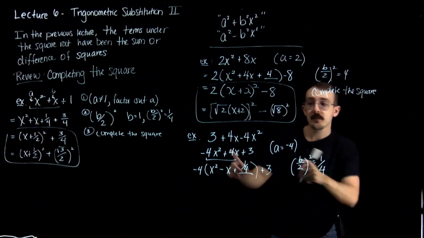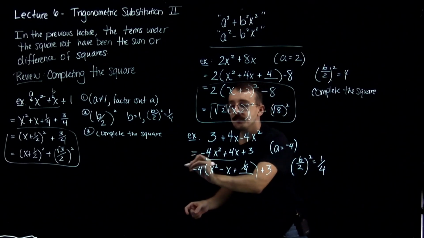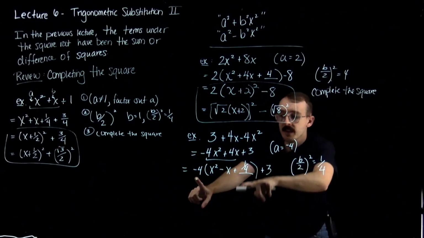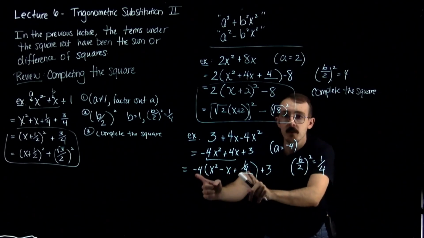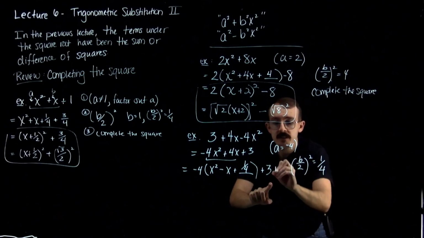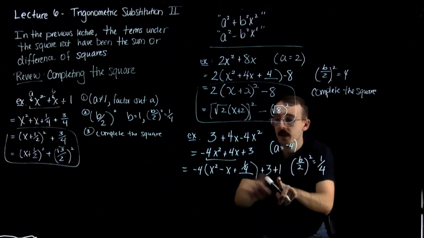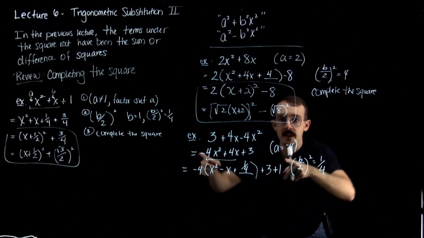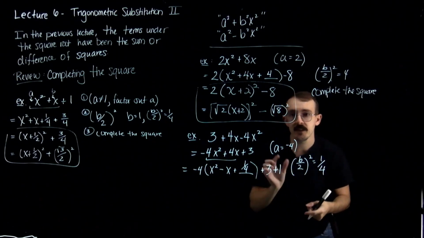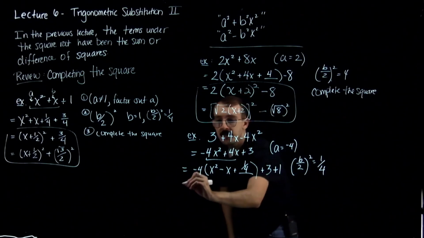But now, what did I do? From here to here, I introduced negative 4 times 1/4, which is a negative 1. I decreased this by 1. So to offset that, I need to add 1. So the negative 1 plus the 1, they cancel, and you go back to where you started again. So I didn't change anything. So remember, you have to kind of offset what you did.